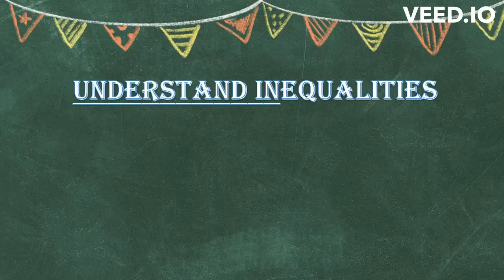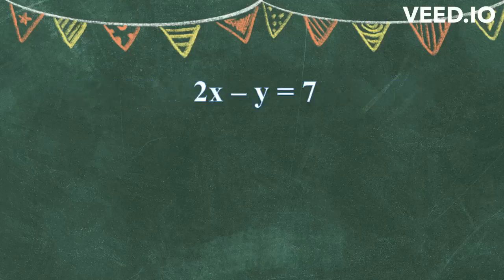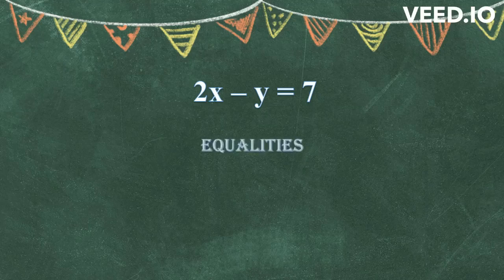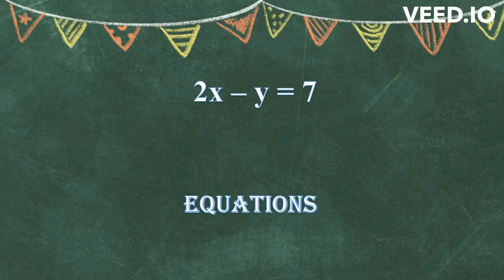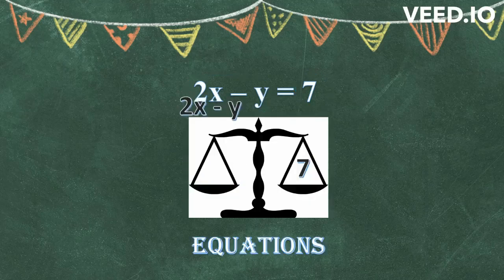Let's try to understand what inequalities are. We have 2x minus y equals 7 here. This is an equality, which means it is an equation because we have an equals sign. Here 2x minus y is equal to 7. They are both balanced.